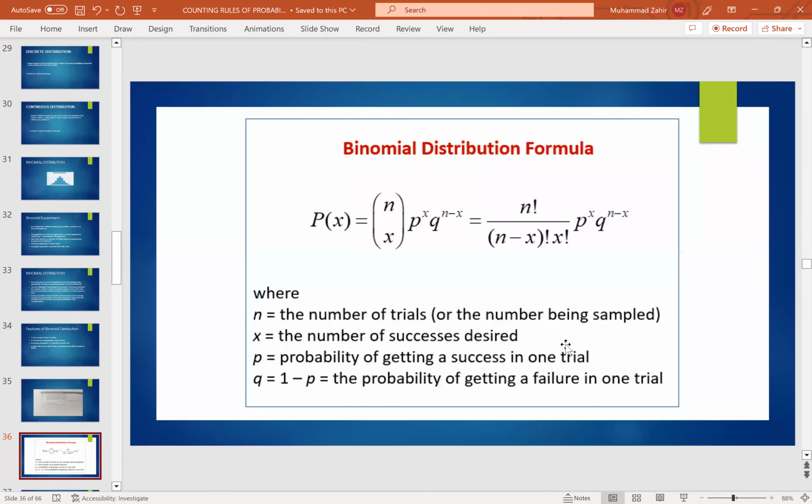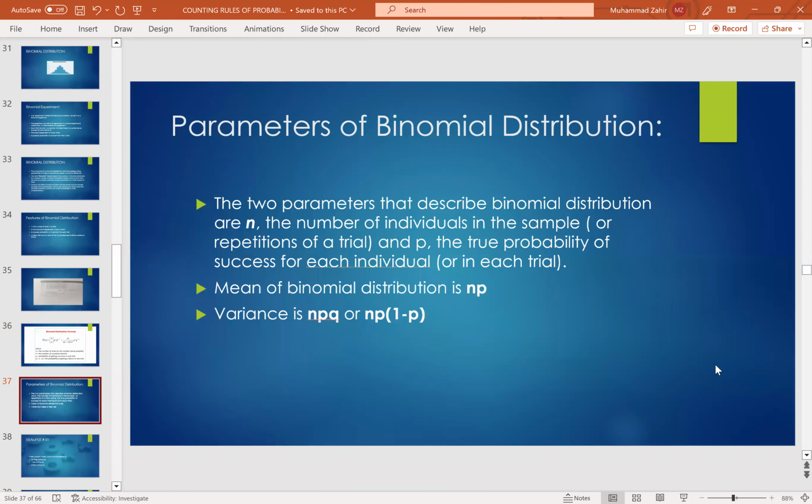Binomial distribution formula. You can see this, where n is the number of trials or the number being sampled, x is the number of successes desired, p is the probability of getting a success in one trial, and q is 1 minus p, the probability of getting a failure in one trial. Parameters of binomial distribution. The two parameters that describe the binomial distribution are n, the number of individuals in the sample or the repetitions of a trial, and p, the true probability of a success for each individual or in each trial. The mean of the binomial distribution is np, and the variance is npq, where q is equal to 1 minus p.